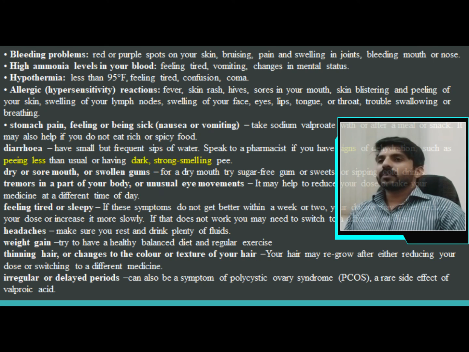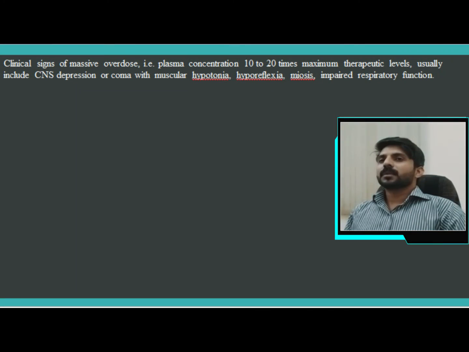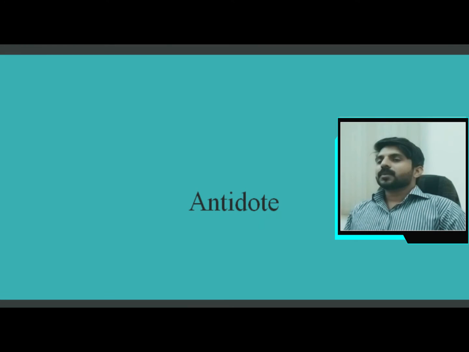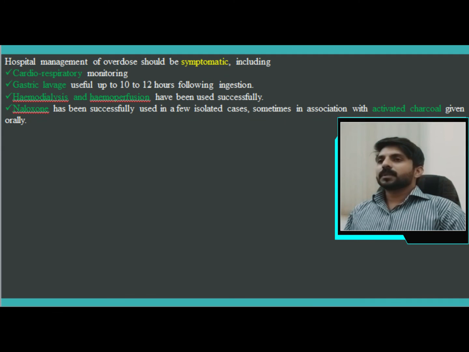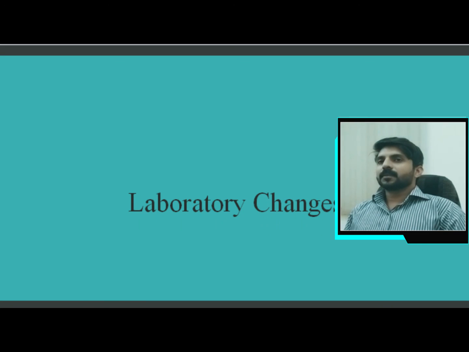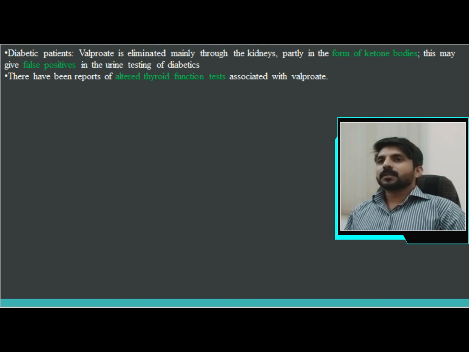In case of overdose, clinical signs will be observed at concentrations 10 to 20 times the maximum therapeutic level. The antidote: hospital management of the overdose must be symptomatic, like cardiorespiratory support, gastric lavage, hemodialysis, naloxone, and activated charcoal. In case of diabetic patients, this medication is removed mainly through the kidneys in the form of ketone bodies, which results in false positive results during urine testing for diabetes. Moreover, altered thyroid function tests are also observed while using valproate.